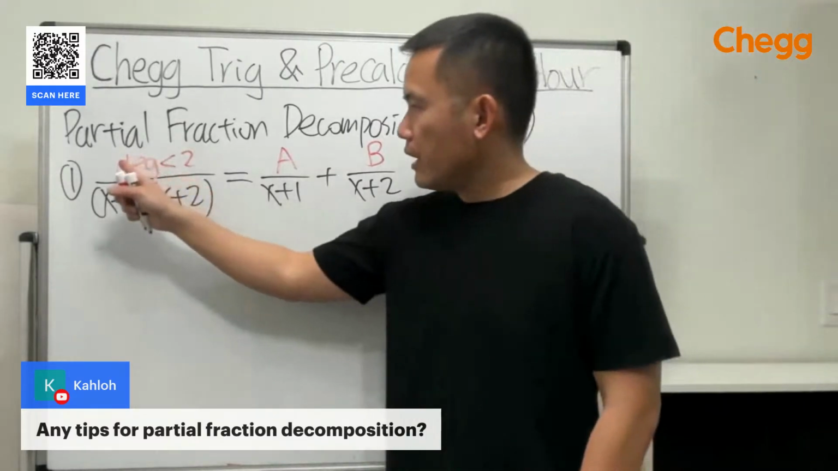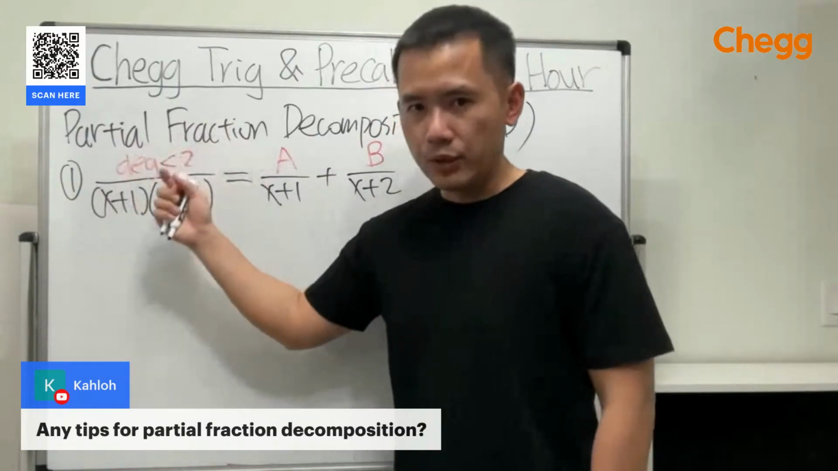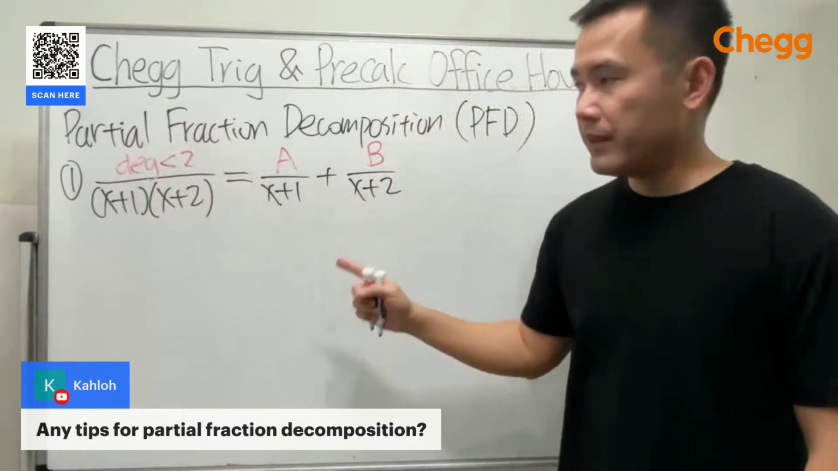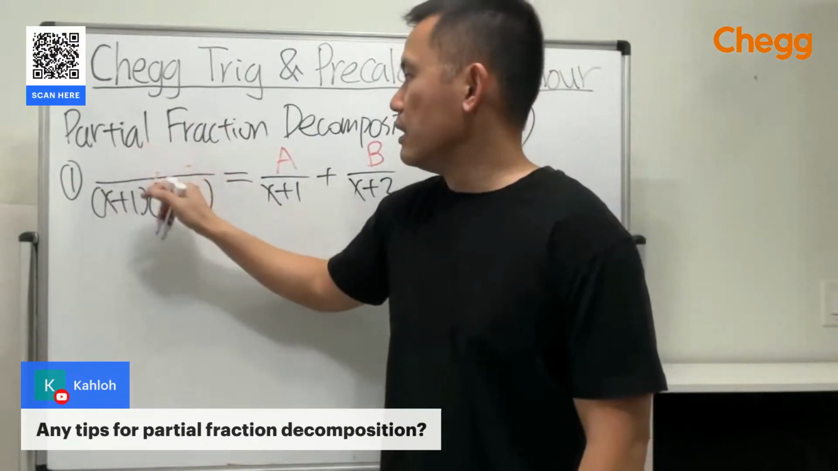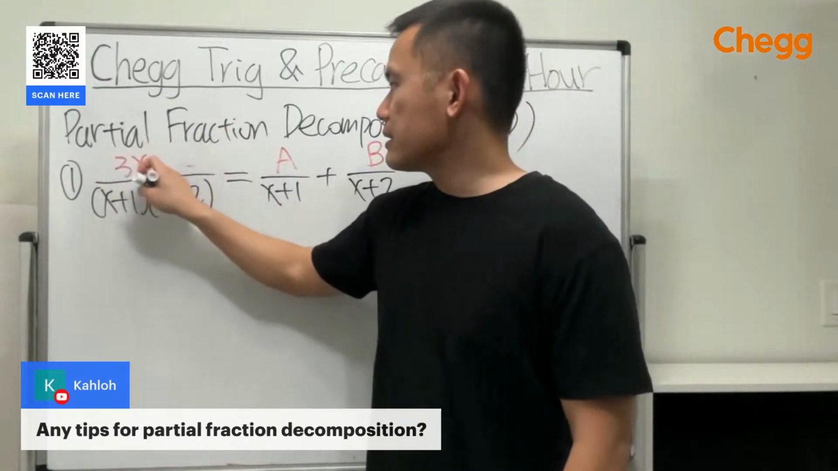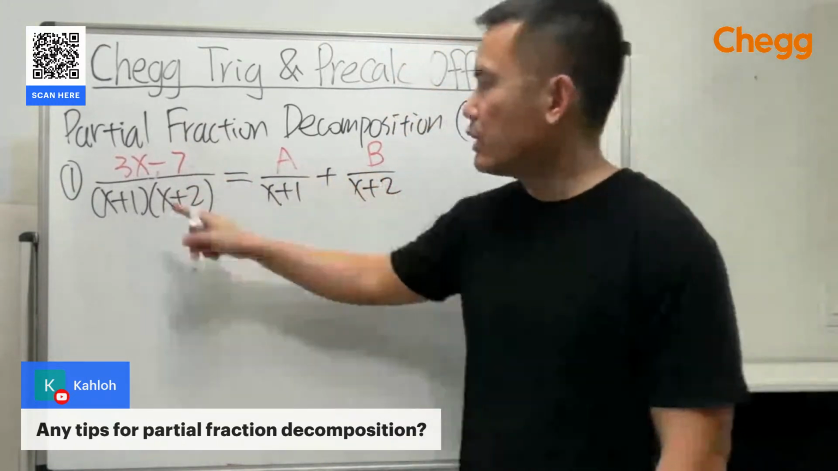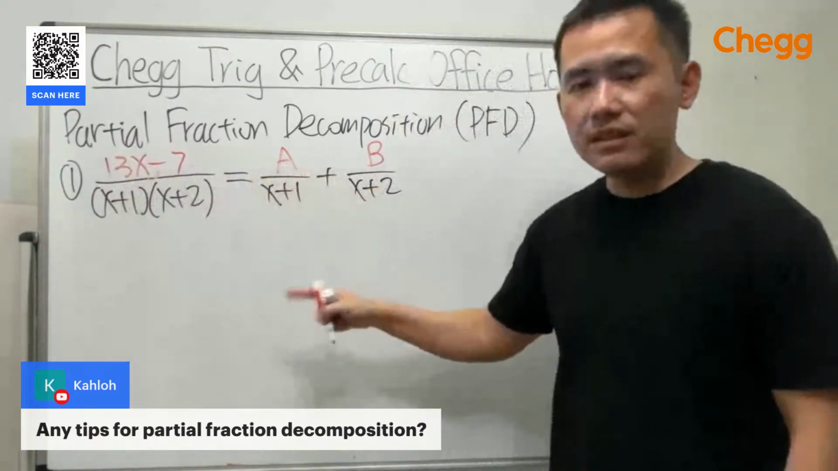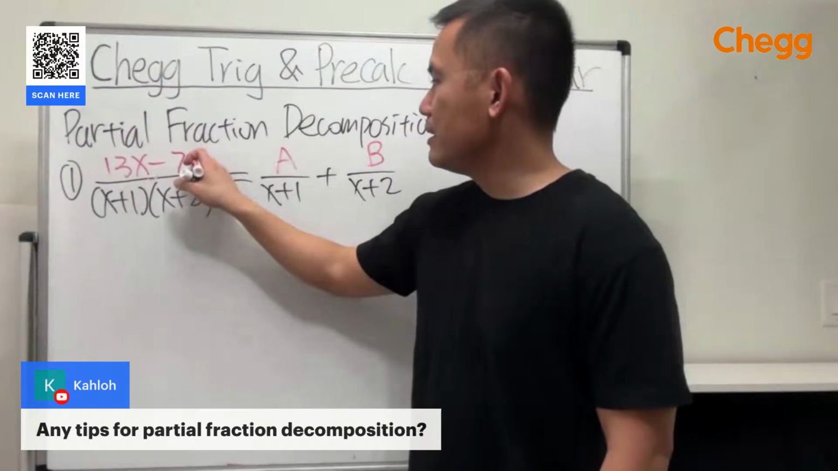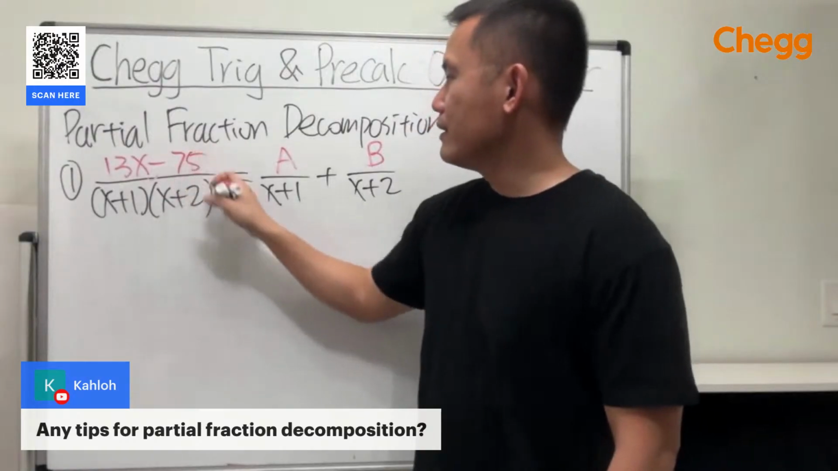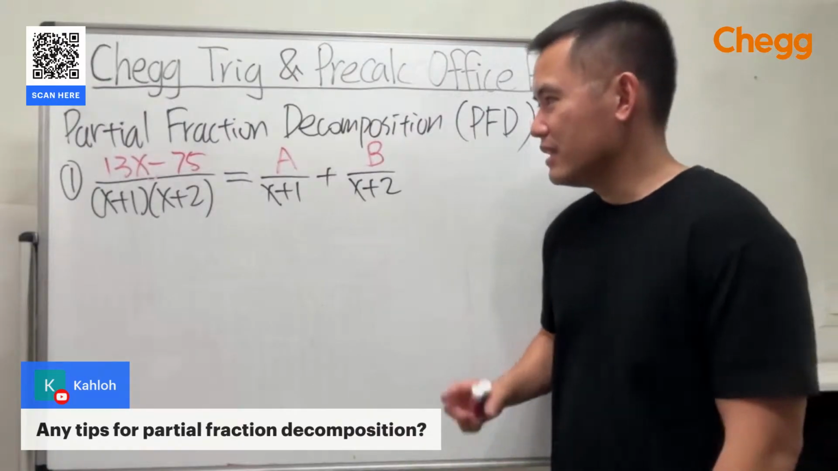Now, here's the deal. As long as the degree on the top, that polynomial, is less than 2, this will be your setup. It doesn't matter what it is. I could have, let's say, 3x plus 7. I set it like this. I could have 13x minus 7. I set it like this. I could have 13x minus 75. I will set it like this. Okay? And let's focus on the setup first.